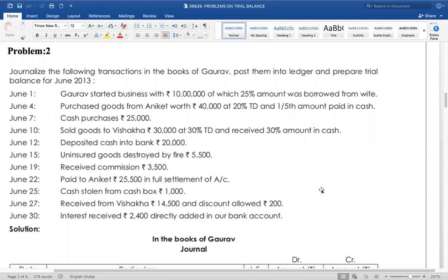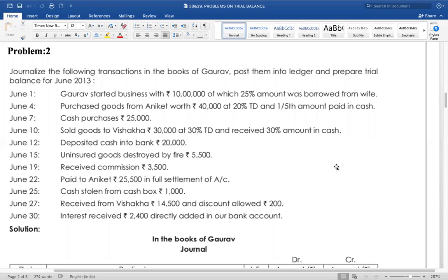How much are you owing to Aniket? 40,000. Look at this, this is 40,000, but you're settling with 25,500 in full settlement. And on June 25th, cash stolen from cash box, 1,000. On June 27th, received from Vishaka 14,500 and discount allowed 200. On June 30th, interest received 2,400 directly added into our bank account.